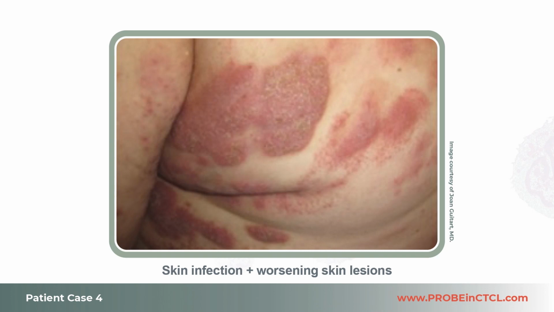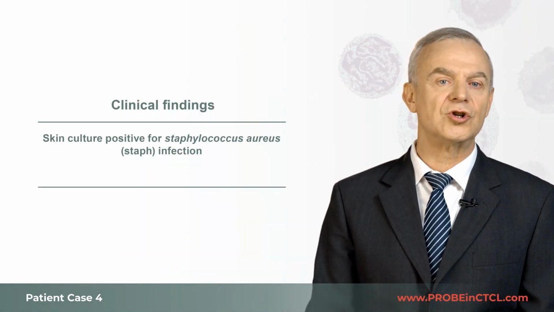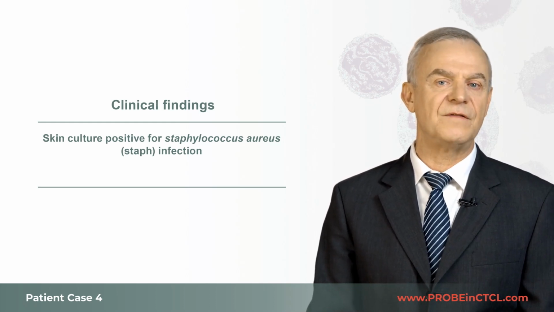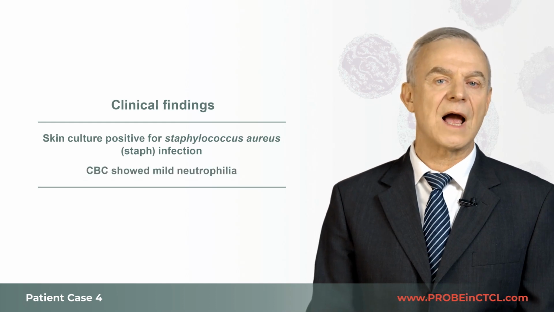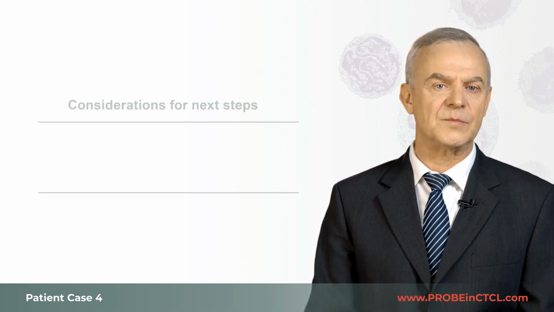Since then, she has continued to experience worsening skin lesions, now affecting over 30% of body surface area, with thick plaques and yellow serous exudate, indicative of impetigo and ulcerated tumors, as well as palpable adenopathy. Skin and nasal swab cultures were positive for Staphylococcus aureus, confirming a staph infection. Her complete blood count showed neutrophilia without lymphocytosis. Before we move on, let's consider next steps.